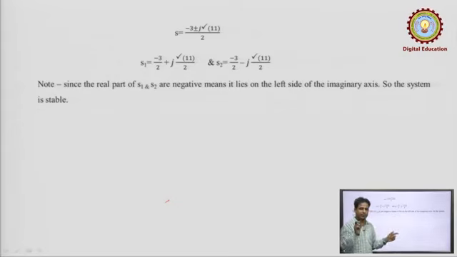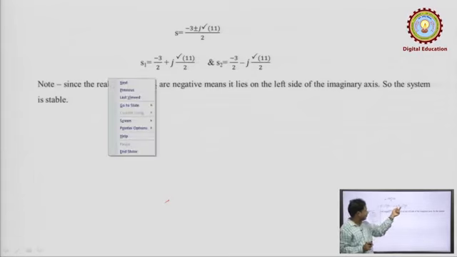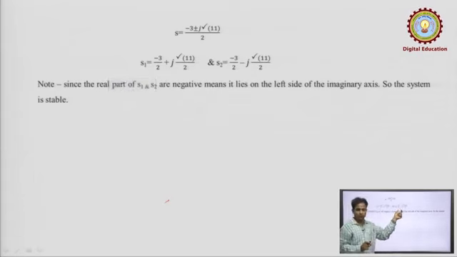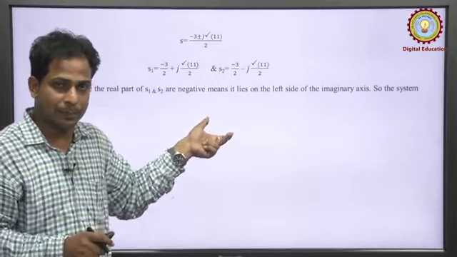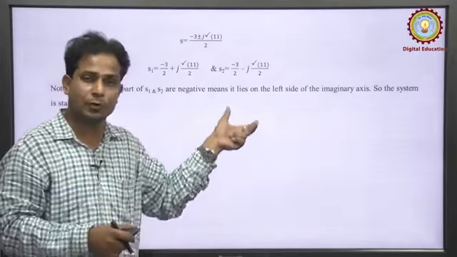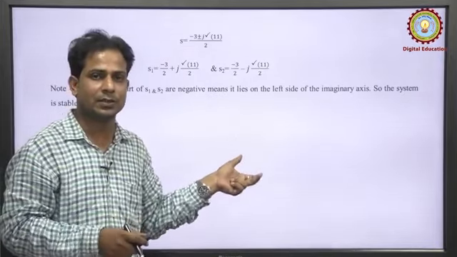I already told you that we will see only the real part. Real part means minus 3 by 2 and minus 3 by 2. So, both contain the negative real part. That means they exist on the left hand side of the imaginary plane, that means your system is stable. So, by that particular rule you can easily find out the stability of a system.